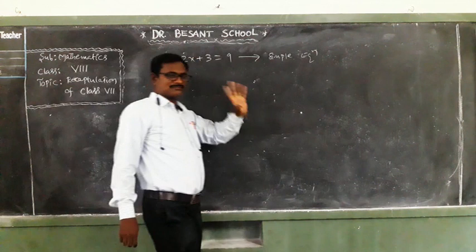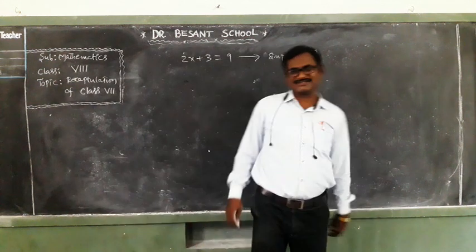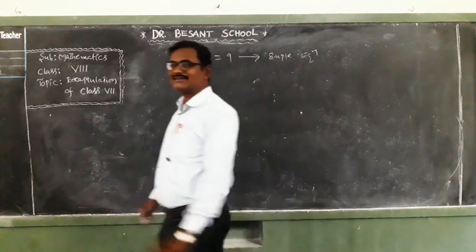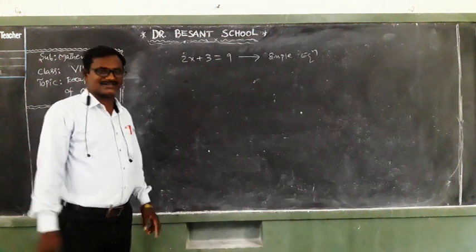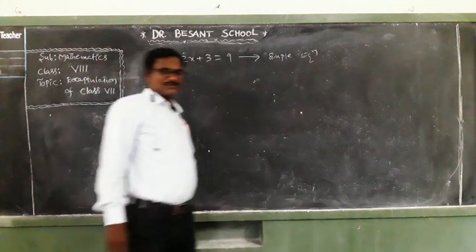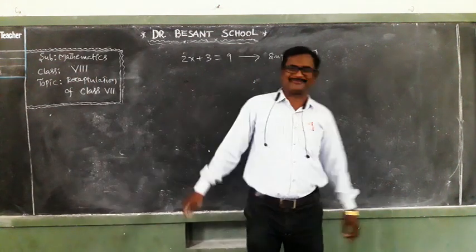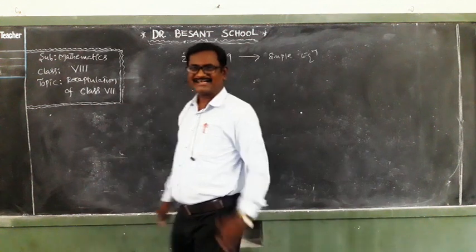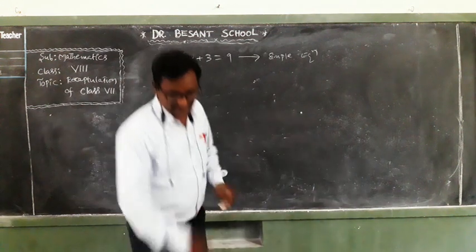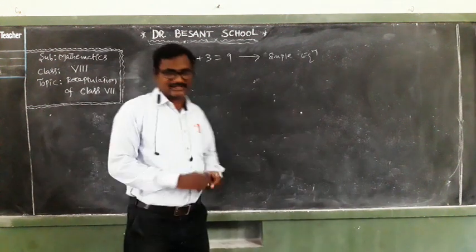Finding the solution of simple equations, we learned in the previous class. Do you remember how many methods there are to find the solution of a simple equation? Yes, 3 methods. What is the first method? Trial and error method.